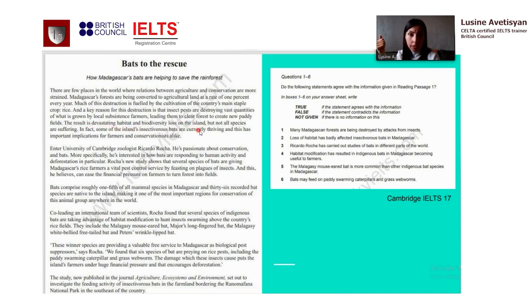Let's see if this has affected badly. But not all species are suffering. Not all of them. Loss of habitat has badly affected insectivorous bats. Let's check about this bat. In fact, some of the island's insectivorous bats are currently thriving, and this has important implications. So we see that the loss of habitat has not badly affected this specific type of bat because they are thriving, right? So I would answer no to this question again, which would be in this case false.